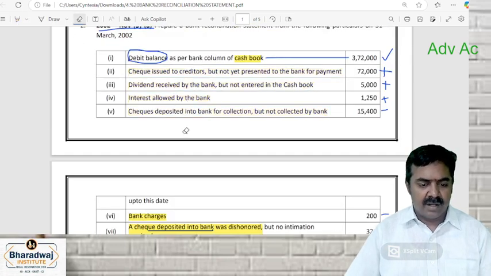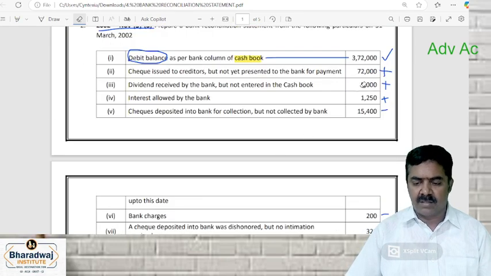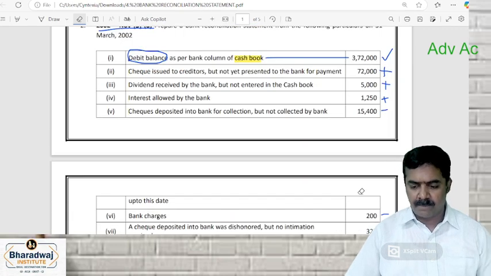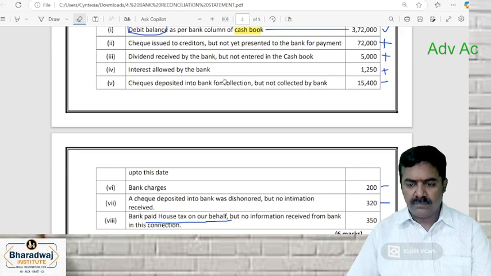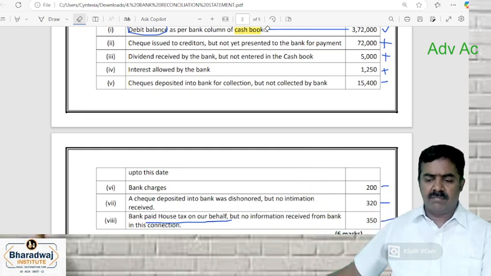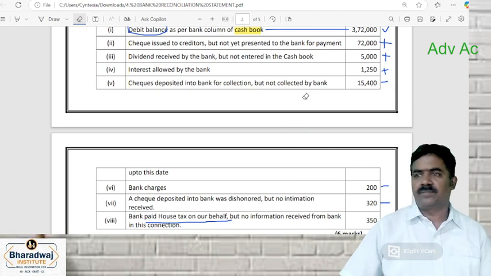Take it up. I request you to solve this. While solving it, put a plus column and a minus column. 3 plus, 3 minus. Start with balance as per cash book. Add the 3, minus the next 4. You'll get balance as per passbook.